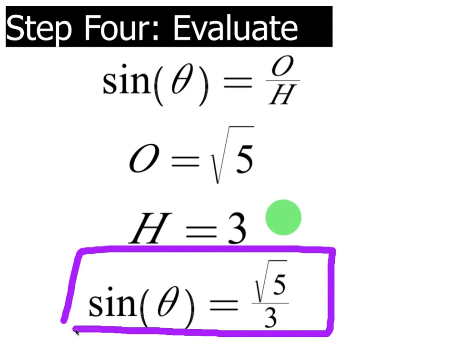So what we did was we drew a triangle, we used cosine and the definition of cosine to fill in what we knew about the triangle. We figured out that we needed the opposite side to figure out sine, and we did that using the Pythagorean theorem, and this was our answer. Sine of theta equals square root of 5 over 3.